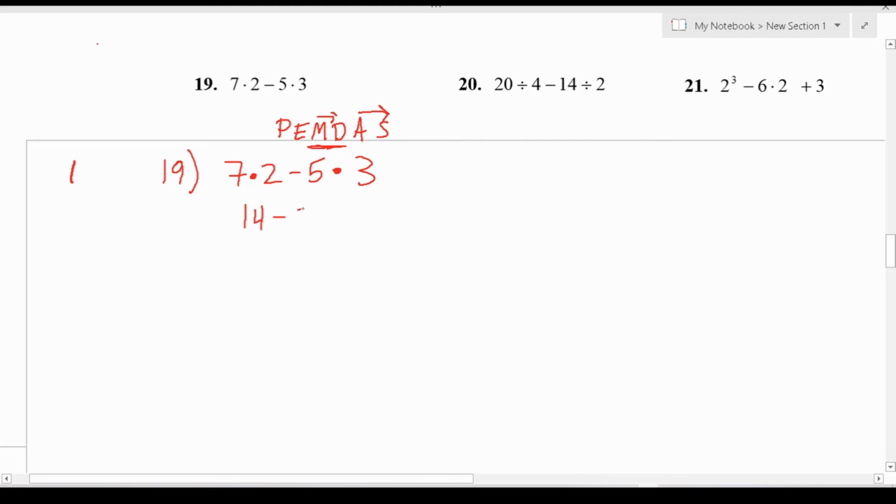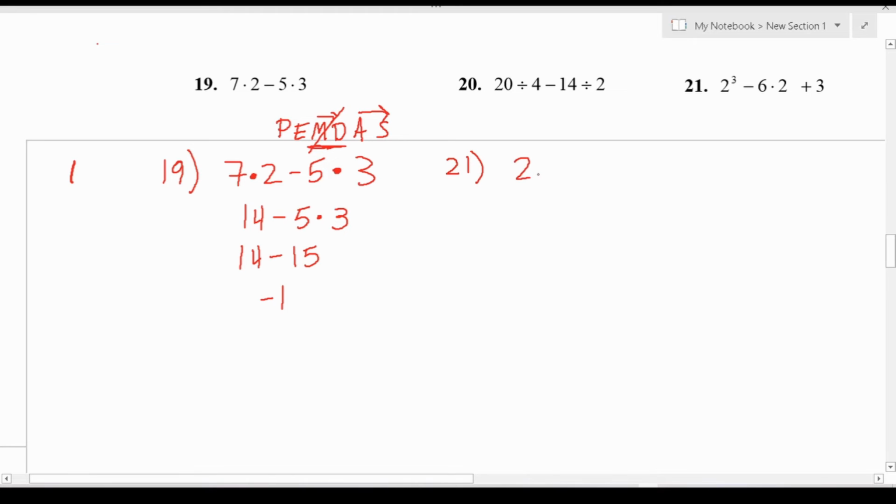Let me copy everything else down. And now I'm going to do this other multiplication in this problem before I move on to subtraction. This is going to be 14 minus 5 times 3, which is going to be 15. Okay, so we dealt with multiplication. All we have left is subtraction. 14 minus 15 is negative 1. Okay, so that was that one.